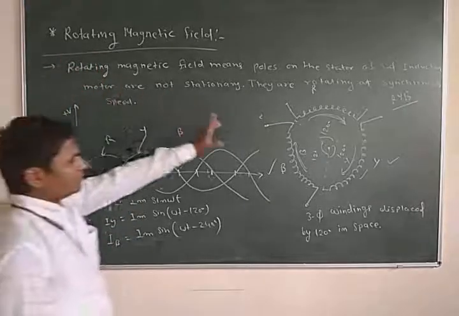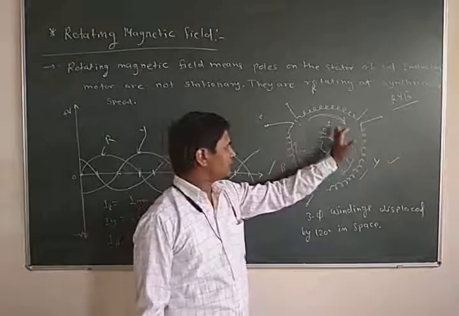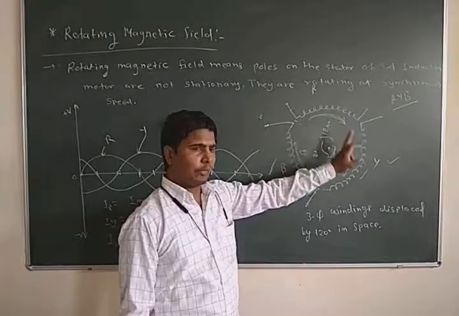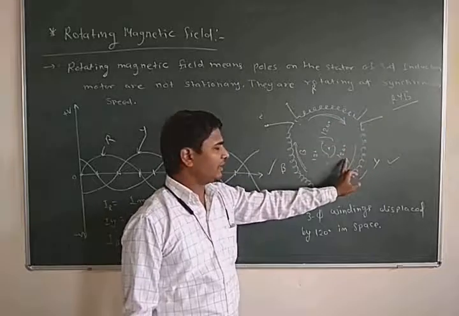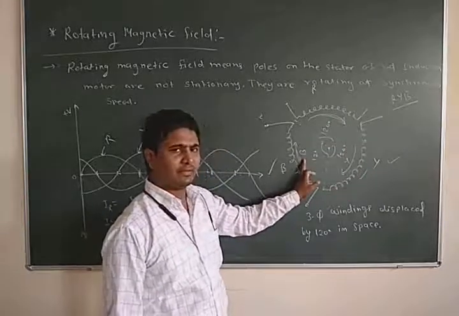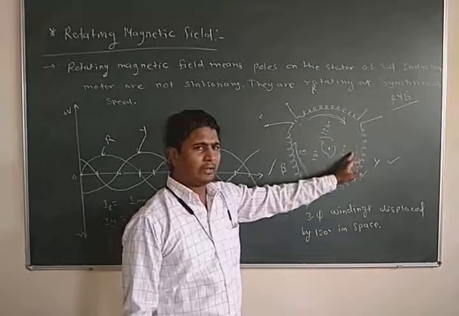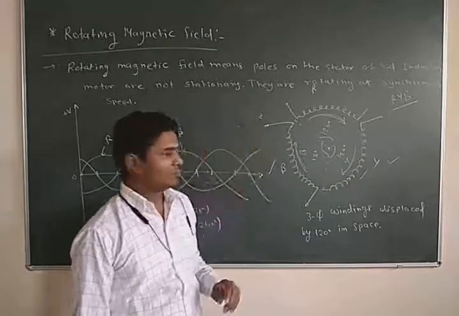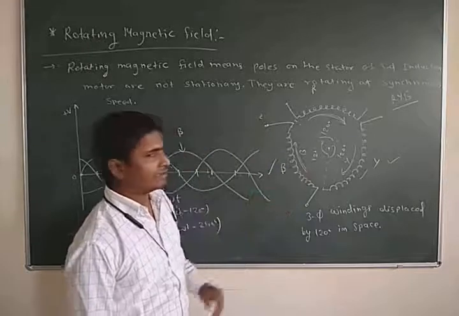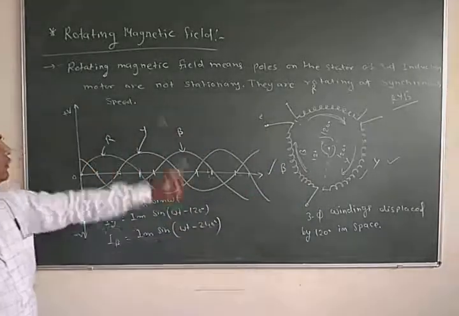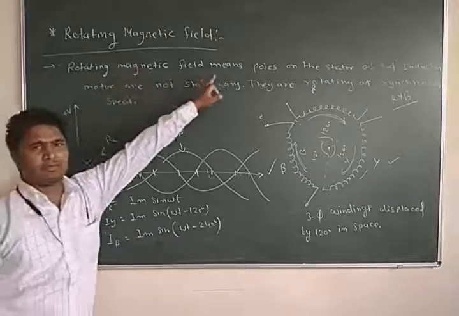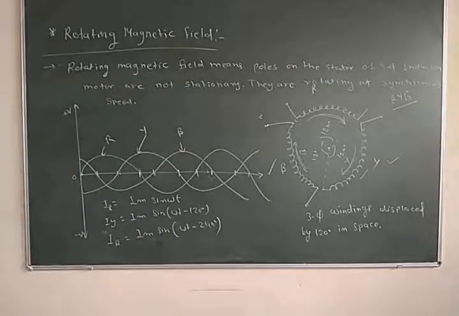So in this winding, poles are rotating. First is R pole in R phase, second is pole in Y phase, and third pole is in B phase. So poles of these windings are rotating at synchronous speed. So these poles are known as rotating poles, and the magnetic field is known as rotating magnetic field. This is the concept of rotating magnetic field in three-phase induction motor.